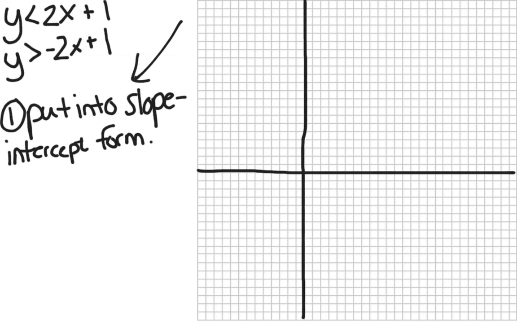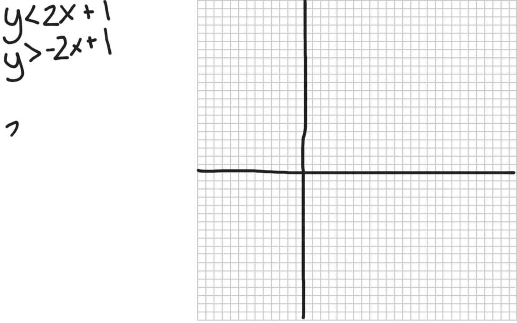So take a moment to write this down into your notes. It is going to have to go away to make room for new steps. So put into slope-intercept form, I'm going to make a note to myself that means isolate y. And I'm happy because I don't have to do that for this particular system of inequalities. So that's one less step that I need to do.